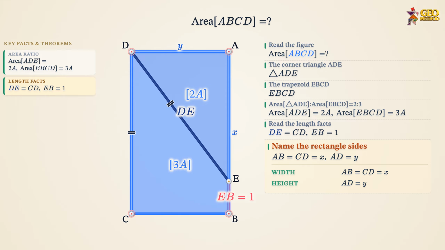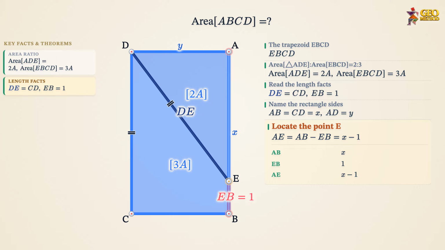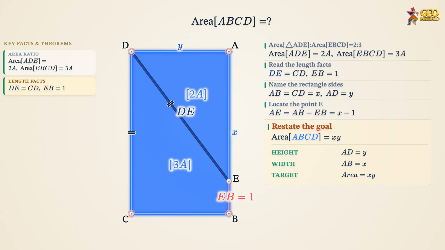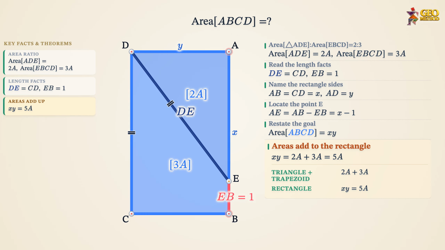Point E sits on the right side, and the piece segment EB is 1. So the upper piece, segment AE, is the whole width minus that one. That makes segment AE equal to x minus 1, which is the short leg of our corner triangle. So the number we want is x times y. Our whole job now is to pin down x from the area ratio and then pin down y from the slant condition. Because the triangle and trapezoid fill the rectangle exactly, their areas add up to it. So x times y equals 2a plus 3a, which is 5a.